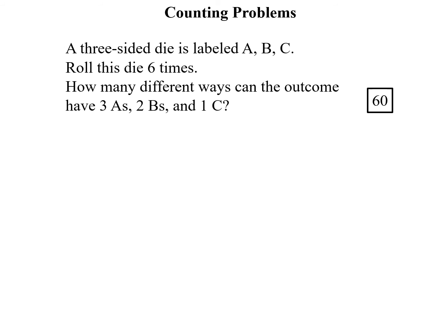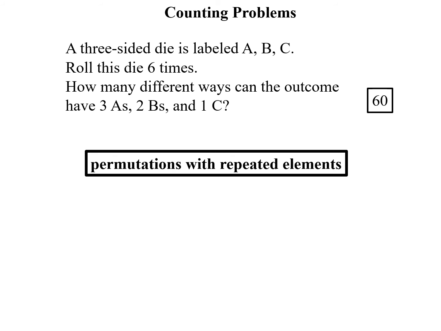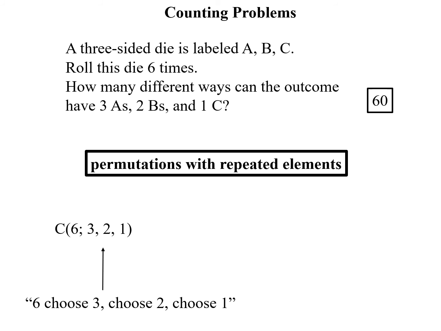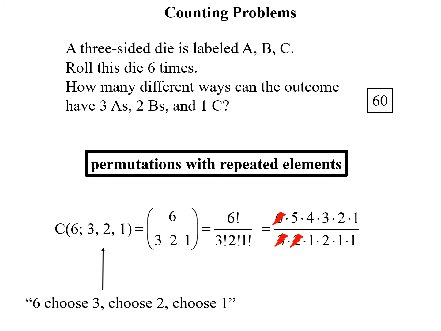How can we solve this problem without listing all the possibilities and without Pascal's tetrahedron? We'll use something called permutations with repeated elements, or a hybrid combination permutation. We will say 6 choose 3 choose 2 choose 1. There's the C notation, and there's the big parentheses notation. You can put 6 factorial on the top and 3 factorial, 2 factorial, 1 factorial on the bottom of the fraction. Let's expand that out. We cancel, and our answer is 60. Notice Pascal's tetrahedron is loaded with these hybrid combination permutations.